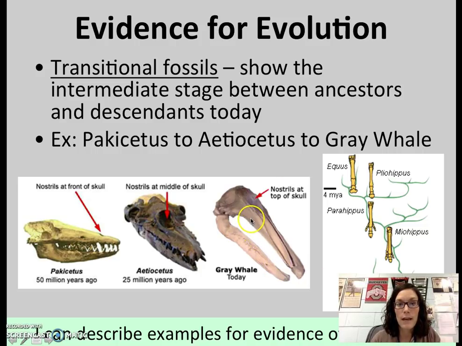And we can see that there is a transition from 50 million years ago, the Pachycetus, where the nostril was toward the front of the skull. And then we have a transition happening over time to the Aetiocetus, which was 25 million years old, and its nostrils were in the middle of the skull. So you have front of the skull, middle of the skull, now top of the skull. So over time, it has changed to adapt to its environment.